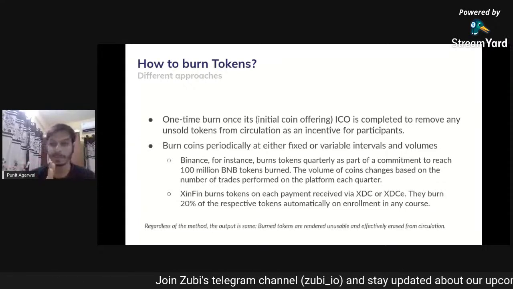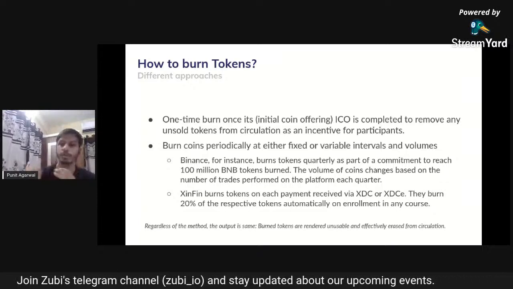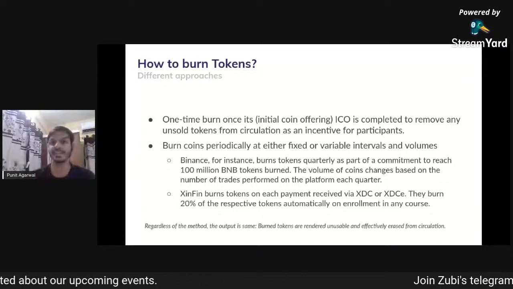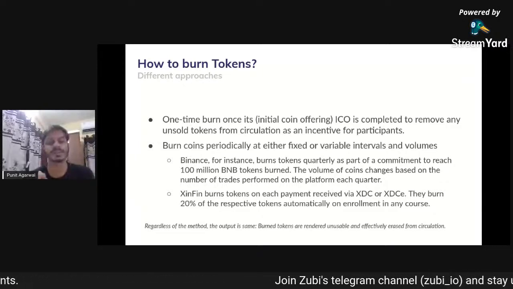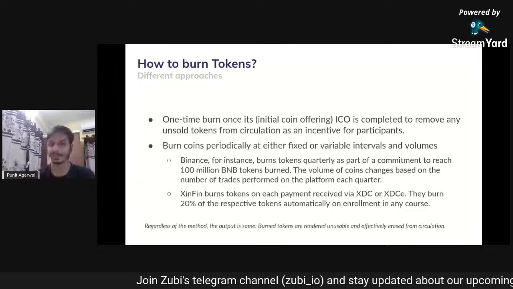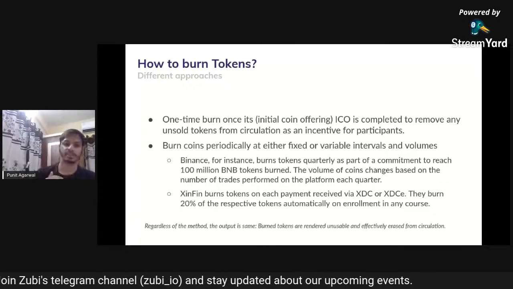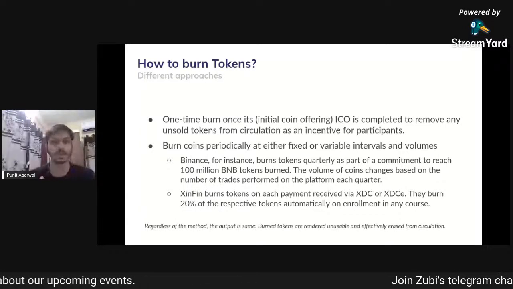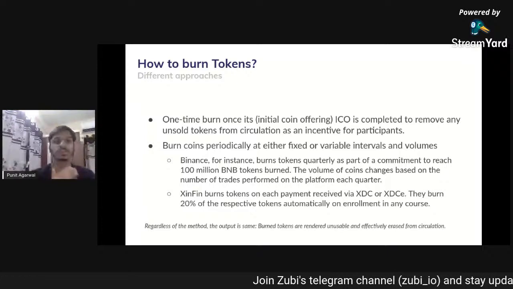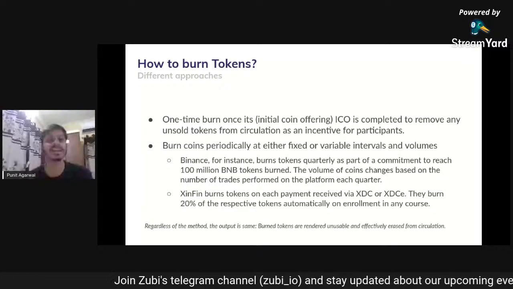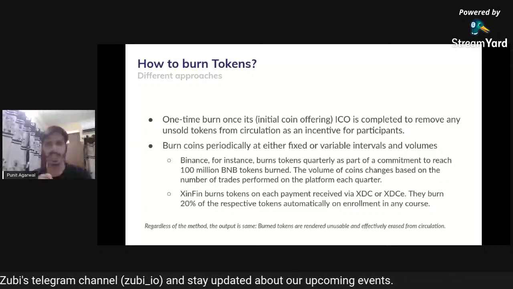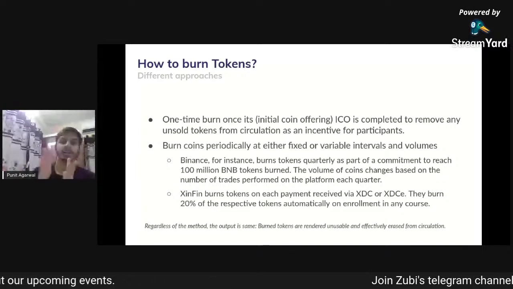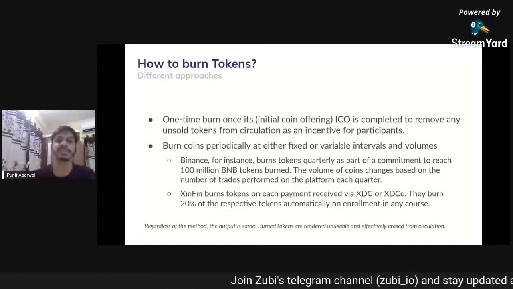So their approach is, whenever you go on Block Degree, you purchase a course by paying XDC or XDCE. Let's say you have purchased a course for 100 XDC. After you have purchased, 20% of 100, which is 20 tokens, is burned. So this is happening after a particular transaction, periodically. This is also one way to burn tokens.